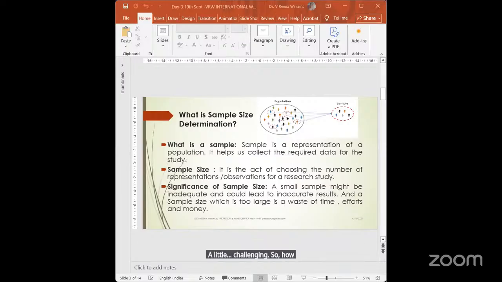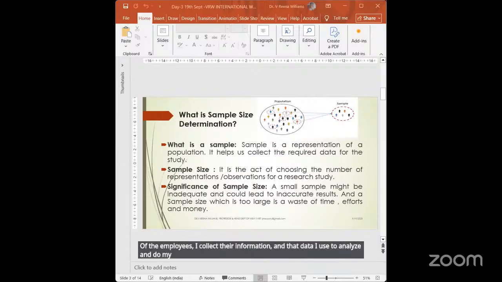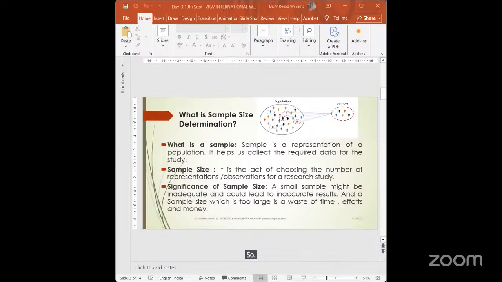So what do I do? I choose maybe 150 or 170 of the employees. I collect their information, and that data I use to analyze and do my study. But then I should know whether it is 175 or 150 or 200. I know that I don't have to collect information from all the 300, but I should know something that justifies my study.